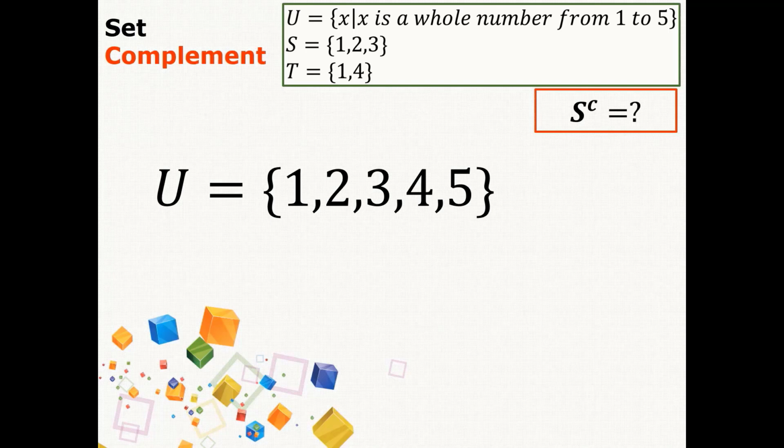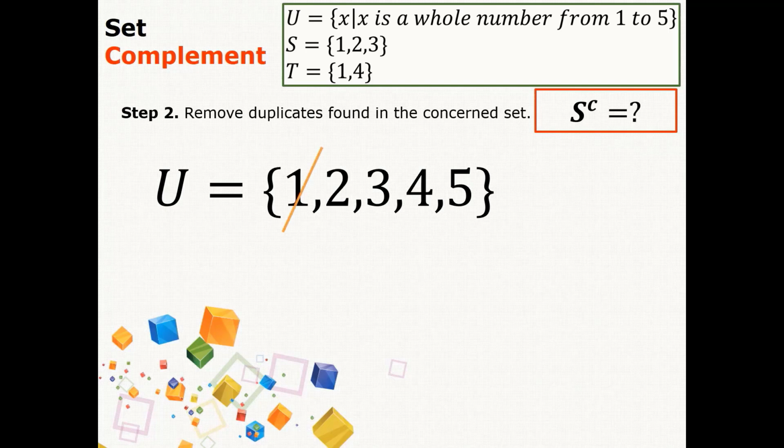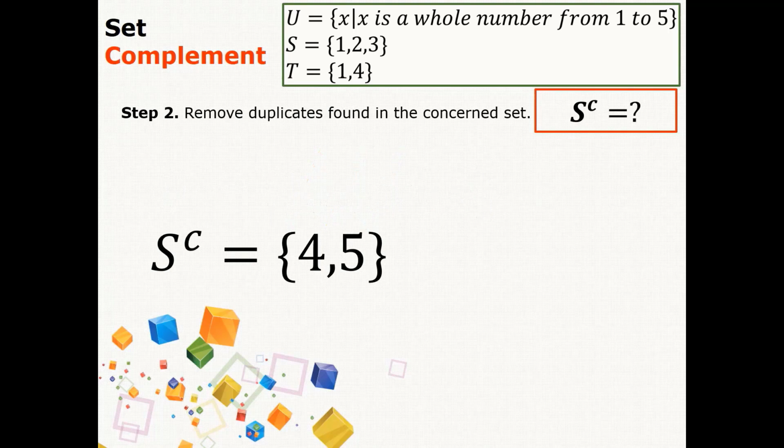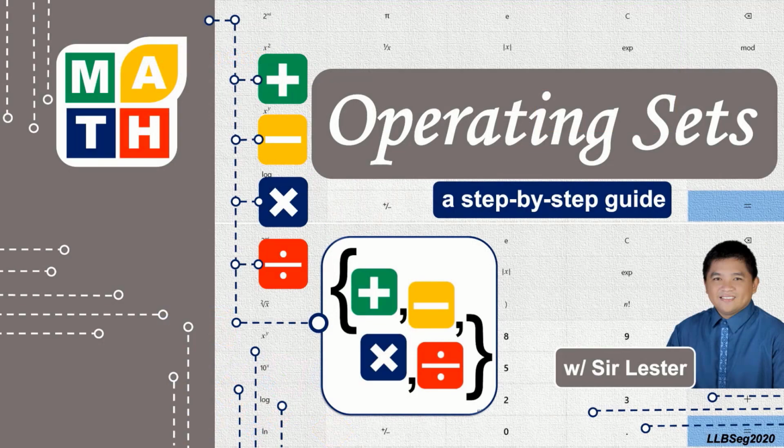As for the complement of set S, we remove what is found in the other set. Therefore, the remaining set containing 4 and 5 is the complement of set S. This is a step-by-step guide in operating sets.